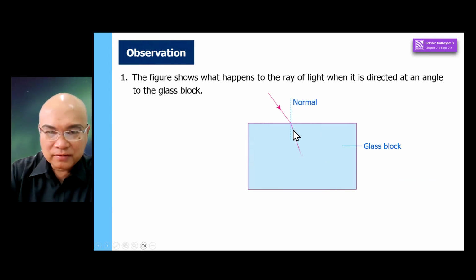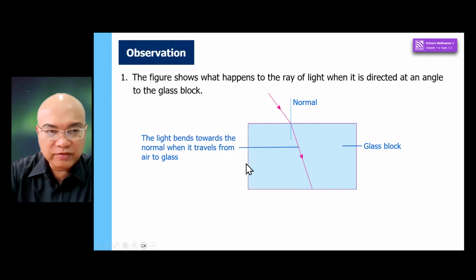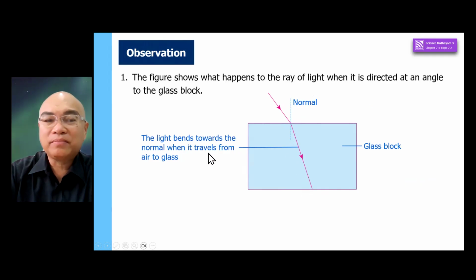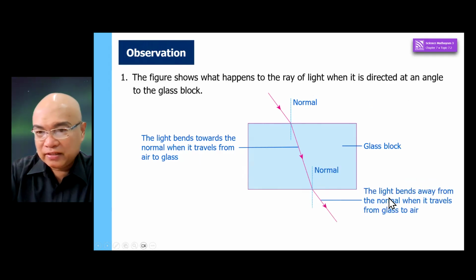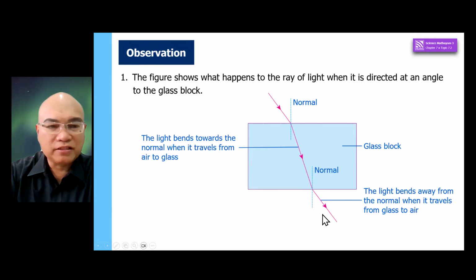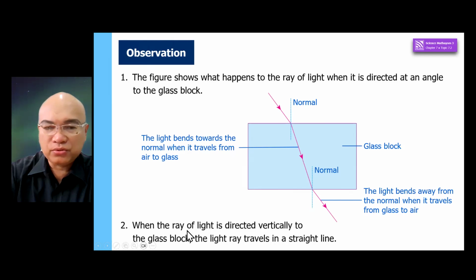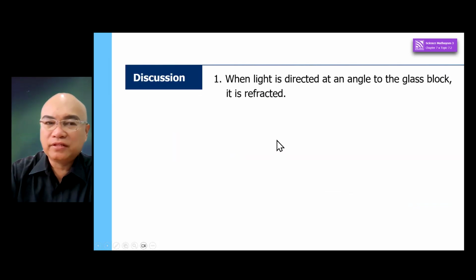Here's the normal. And then you see, it's refracted. The light bends towards the normal when it travels from air to glass. Now here, the light bends away from the normal when it travels from glass to air. Number two, when the ray of light is directed vertically to the glass block, the light ray travels in a straight line. Now, here's the discussion.